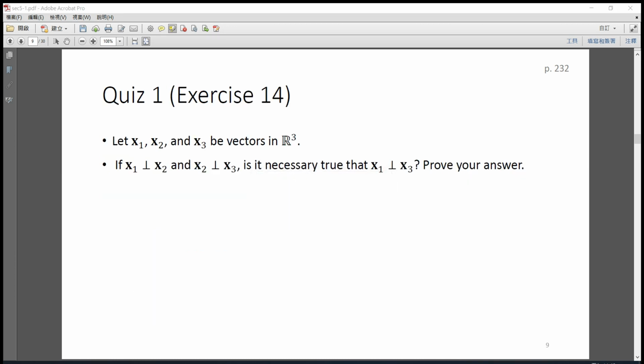In this slide, we discuss exercise 14. Let x1, x2, and x3 be vectors in R3. If x1 is orthogonal to x2 and x2 is orthogonal to x3, can we say x1 is orthogonal to x3? You can try to figure out the answer to this question and check whether your answer is correct or not. The answer to this question can be found in the last page of the slides.